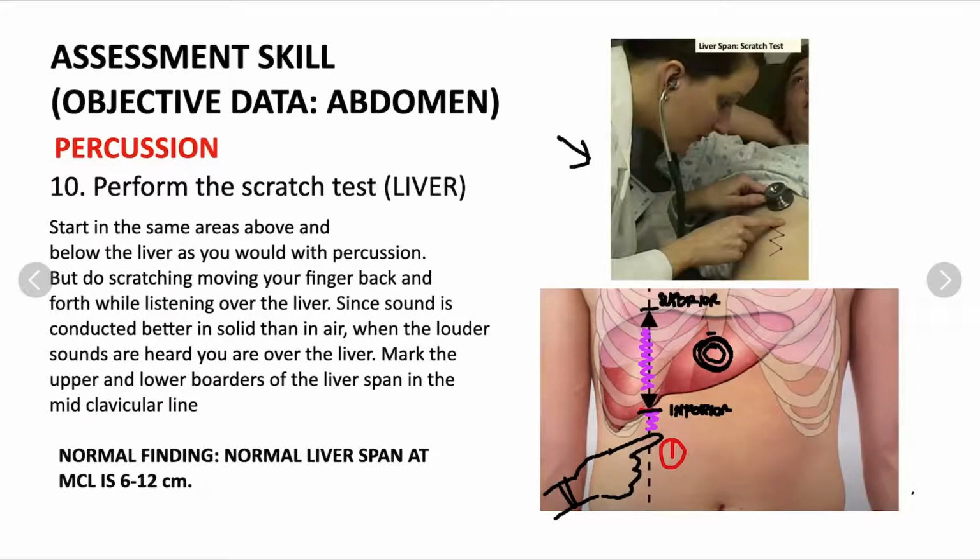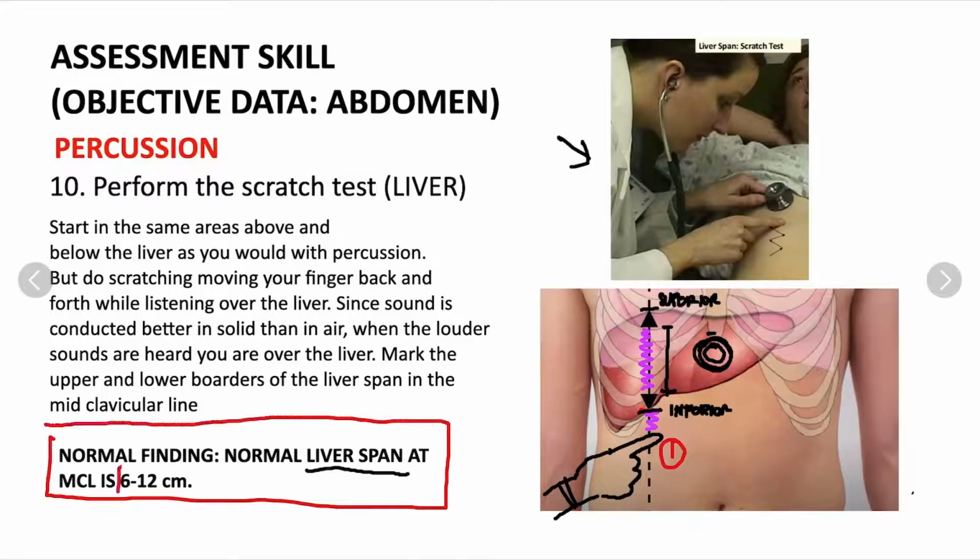Okay, you get your ruler and measure this distance, and that would be your liver span. The normal liver span would be 6 to 12 centimeters according to the scratch test, but this test is debatable. They would just suggest ultrasonography for further visualization and measurement, but if you want to do a rough estimate on the liver span, you could do it like so, using the liver scratch test.